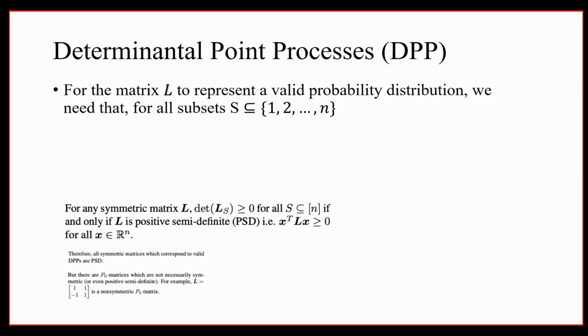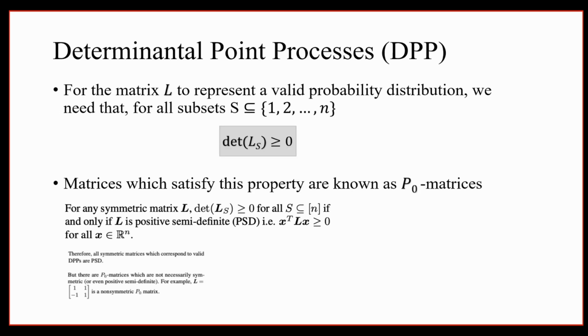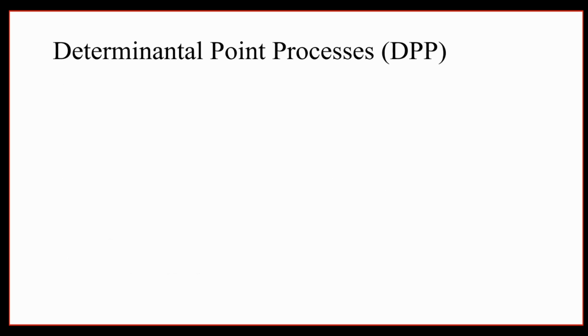Okay, so for the matrix L to represent a valid probability distribution, we need that for all possible subsets S, the determinant of L_S needs to be non-negative. And the matrices which satisfy this property are known as P0 matrices.